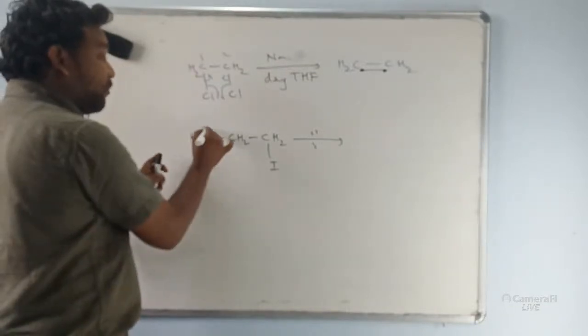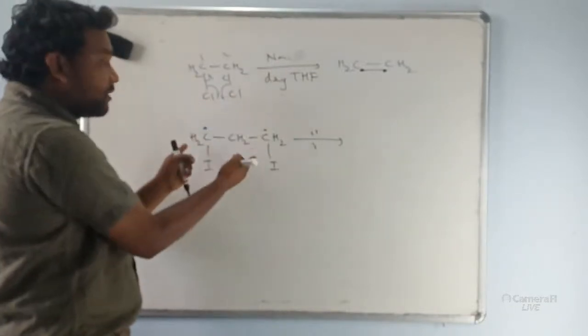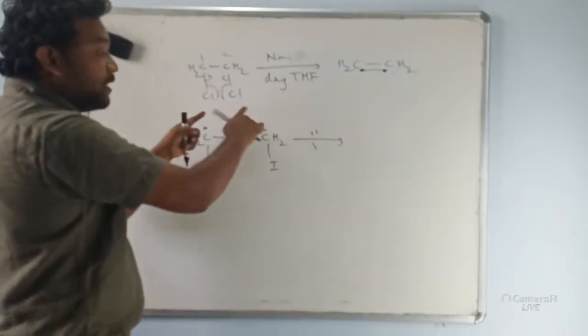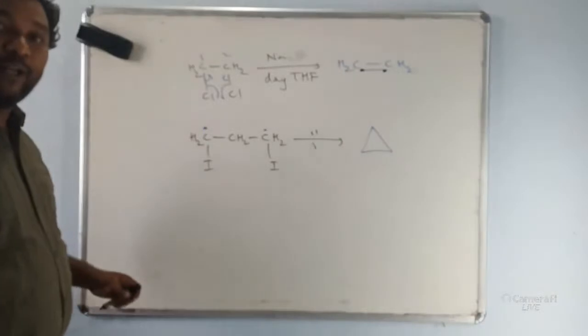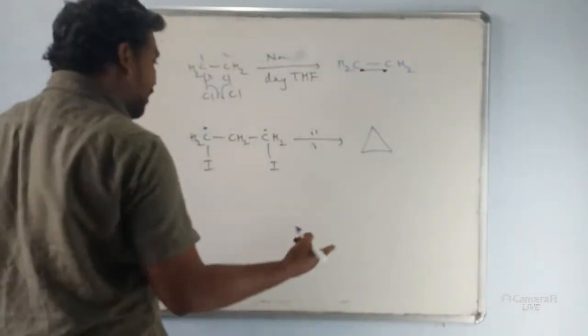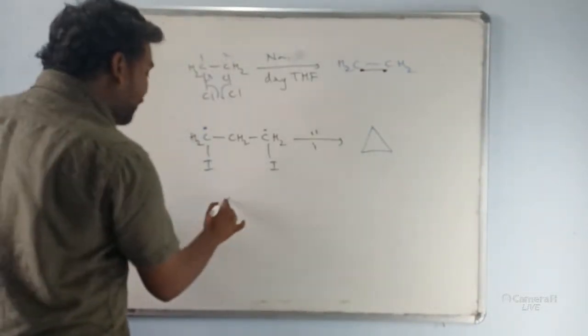Radicals are generating here, very simple, and they are forming a bond. So cyclization is taking place. In this cyclization, a total of 3 carbons are there, so you can write cyclopropane as the product. Simple, easy, right? So chemistry is very easy, okay. And you may take any other molecule.